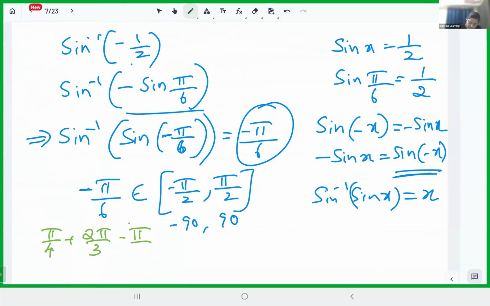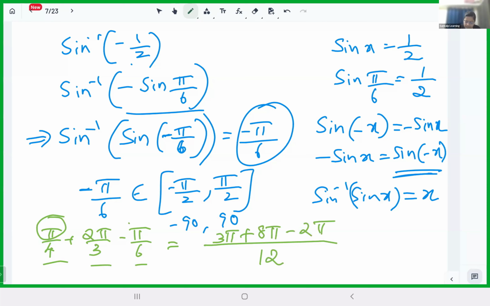So how will you solve this? We can take the LCM of 4, 3, 6 as 12, right? In order to make this 12, we have to multiply it with 3, so in the numerator also we multiply with 3. This will become 3 pi, plus 2 into 4 gives 8 pi, minus 2 pi.